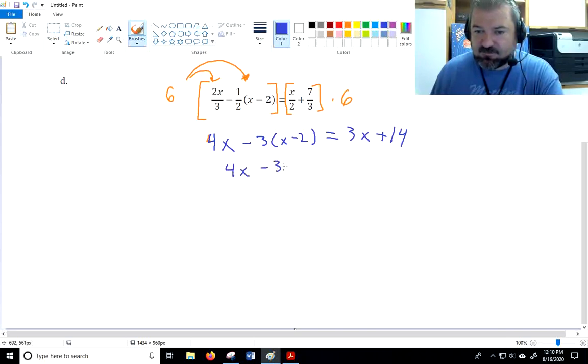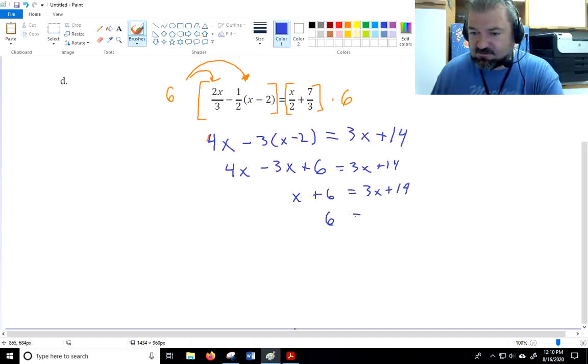Next, we'll distribute the minus 3, making this a minus 3x. And then a negative times a negative is a positive. So this becomes a plus 6 equals 3x plus 14. And then this becomes x plus 6 equals 3x plus 14. And we're going to subtract an x from both sides. And if you'll permit me to not write the minus x every time now, I'll subtract 14 from each side, making this a negative 8. Divide by 2, and I get x equals negative 4.